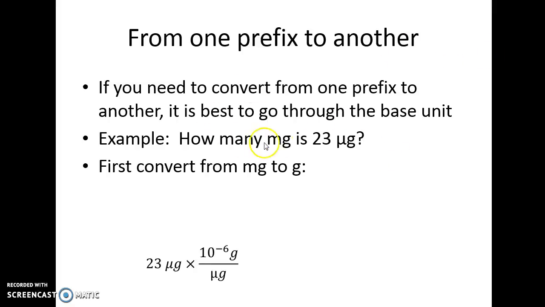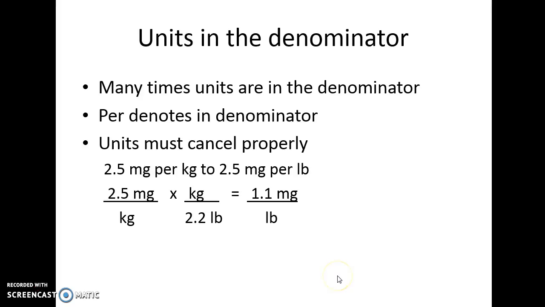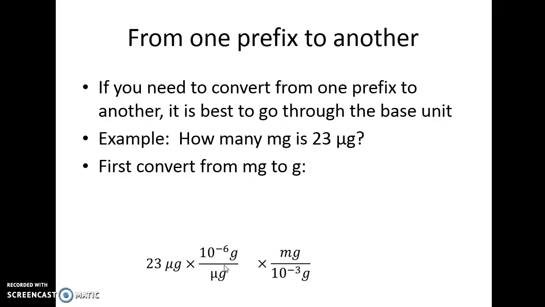So, for example, it says how many milligrams is 23 micrograms. Well, what we can do is take 23 micrograms, microgram to gram, and then go from gram to milligram. And you see that micrograms cancels, and then gram cancels, and we end up with milligram. You can use this method with any combination of metric prefixes. It will always work. Notice I don't figure out an answer after the first step. I just go ahead and put the second fraction in.